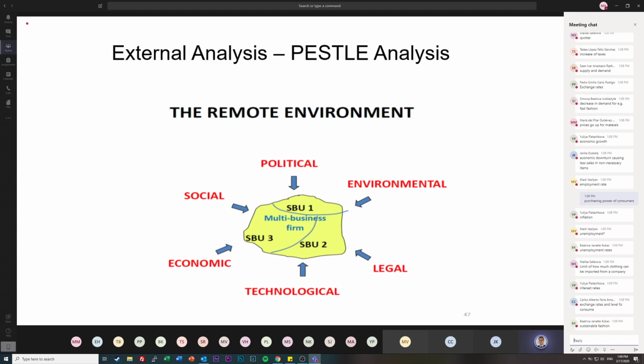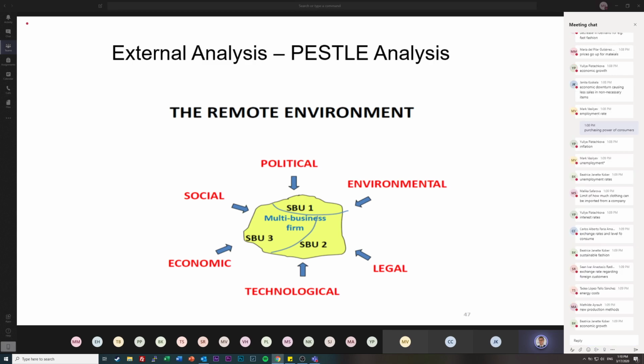Okay, what else? Yeah, very well. So generally everything that's connected with economic and financial factors. All of them are absolutely right. So if we sum it up in terms of fashion and clothes, it could also be the wages and the prices of resource materials, energy costs, new production methods, economic growth. Very well. Perfect.